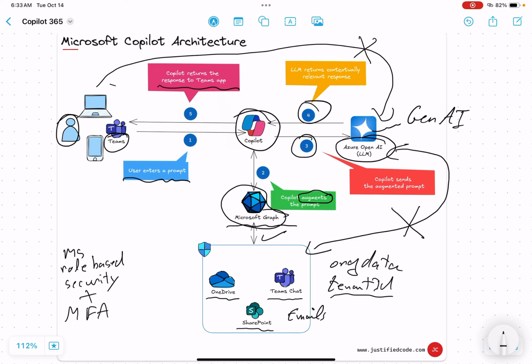Following this architecture, or this architecture style, this orchestrator, let me write that in the middle, is very crucial. Always augment that prompt, then send it to the LLM.